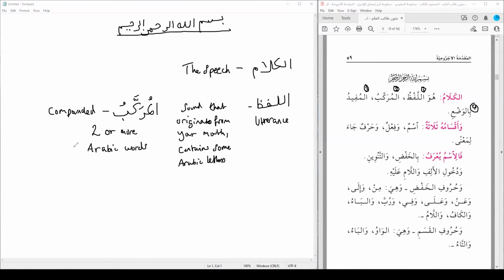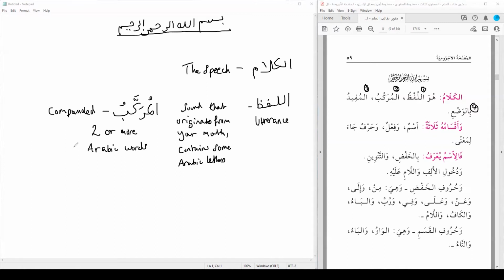So al-kalam not only has to be something that originates from your mouth, it has to have at least two or more Arabic words. So if I say to you now, Zaydun, the name Zayd, is this Arabic speech according to the grammarians? According to al-lafz, it would be, because it originated from my mouth. But it does not contain two or more words. It's only one word. So therefore, it would not be considered to be Arabic speech at that point.